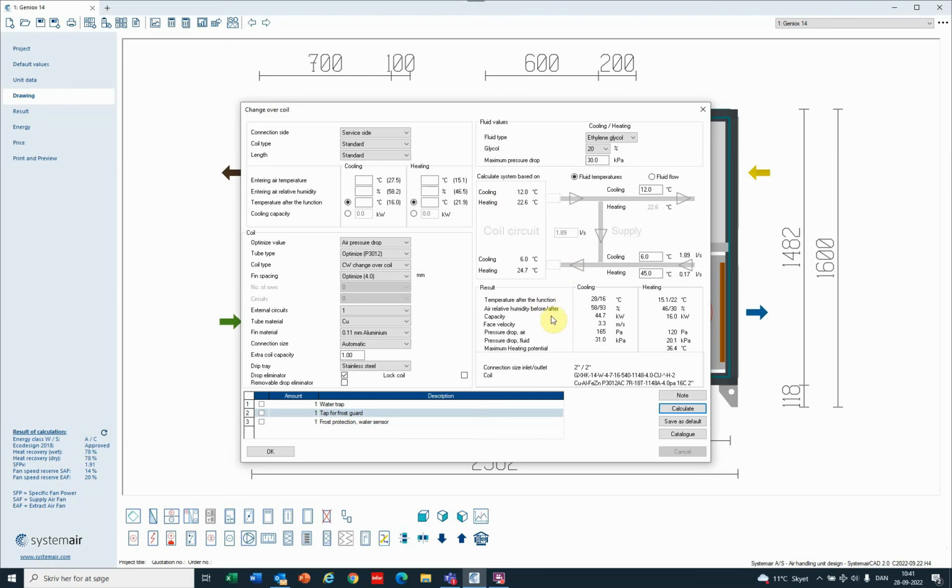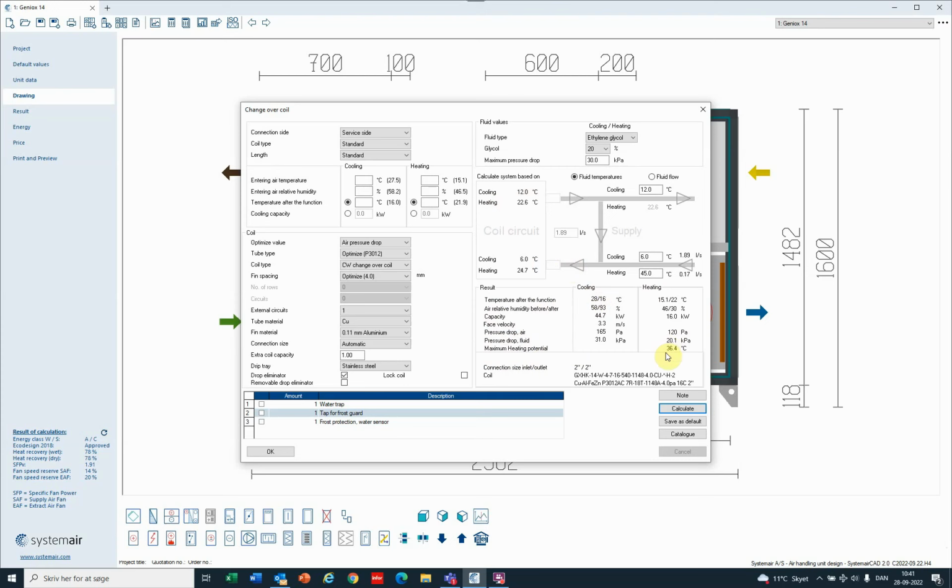There will of course also be presented the main data for cooling and for heating directly in the coil dialog. So we can see temperature after the function, we can see relative humidity, capacity, face velocity, pressure drop air, pressure drop fluid, and maximum heating potential.